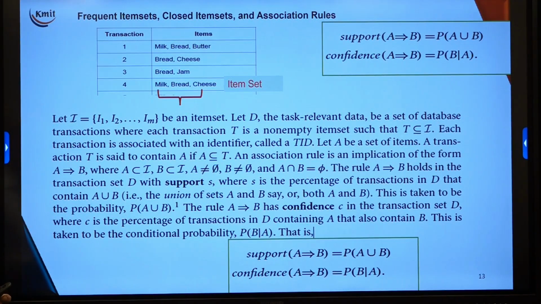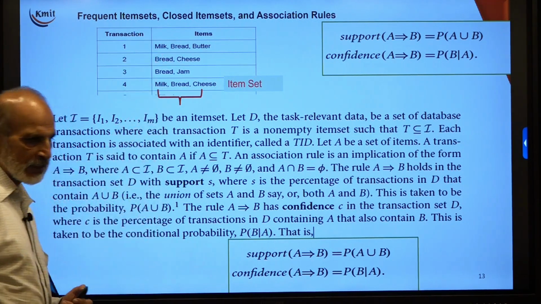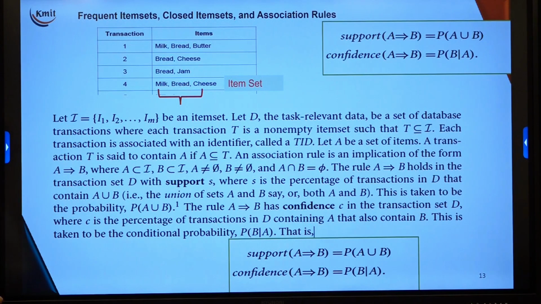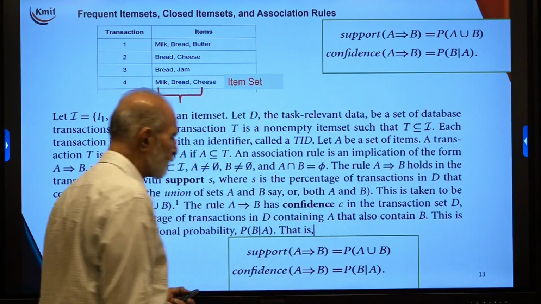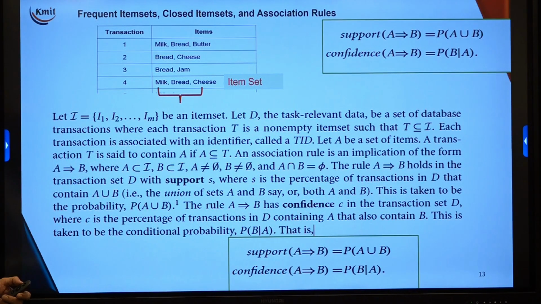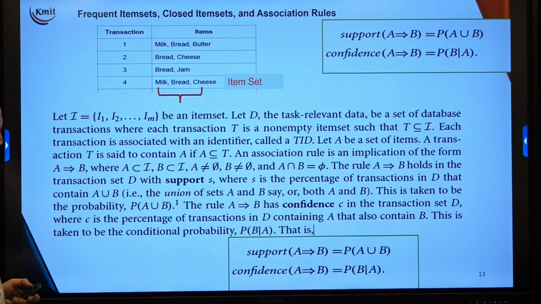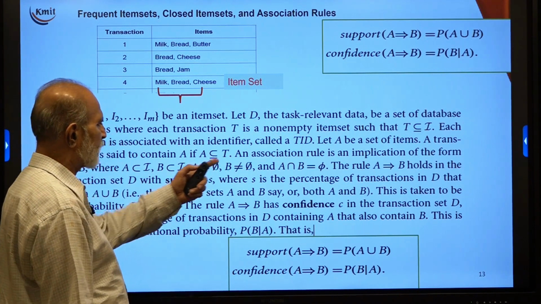D is the task relevant data, a set of database transactions where each transaction capital T is a non-empty item set. Definitely, if the transaction is empty, there is no meaning, there is no information I am likely to get. So T is a non-empty item set such that the transaction T belongs to I. Each transaction is associated with an identifier called TID, which I just now showed to you. Let A be a set of items. A transaction T is said to contain A if A is also contained within the transaction T.